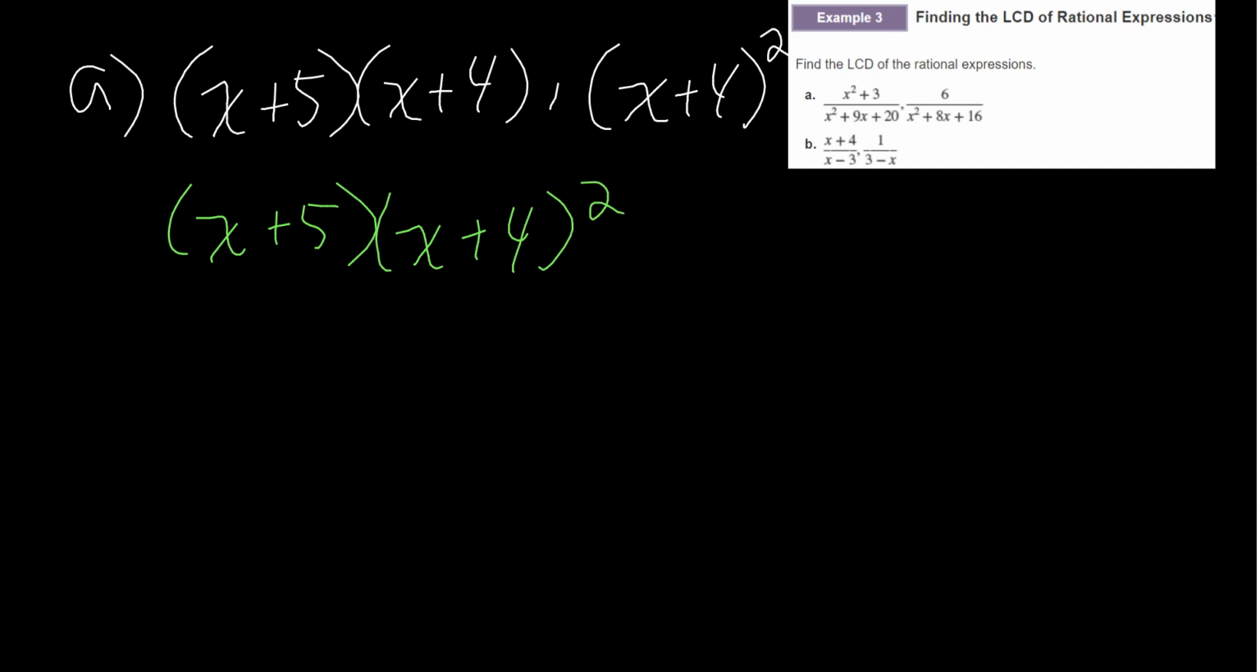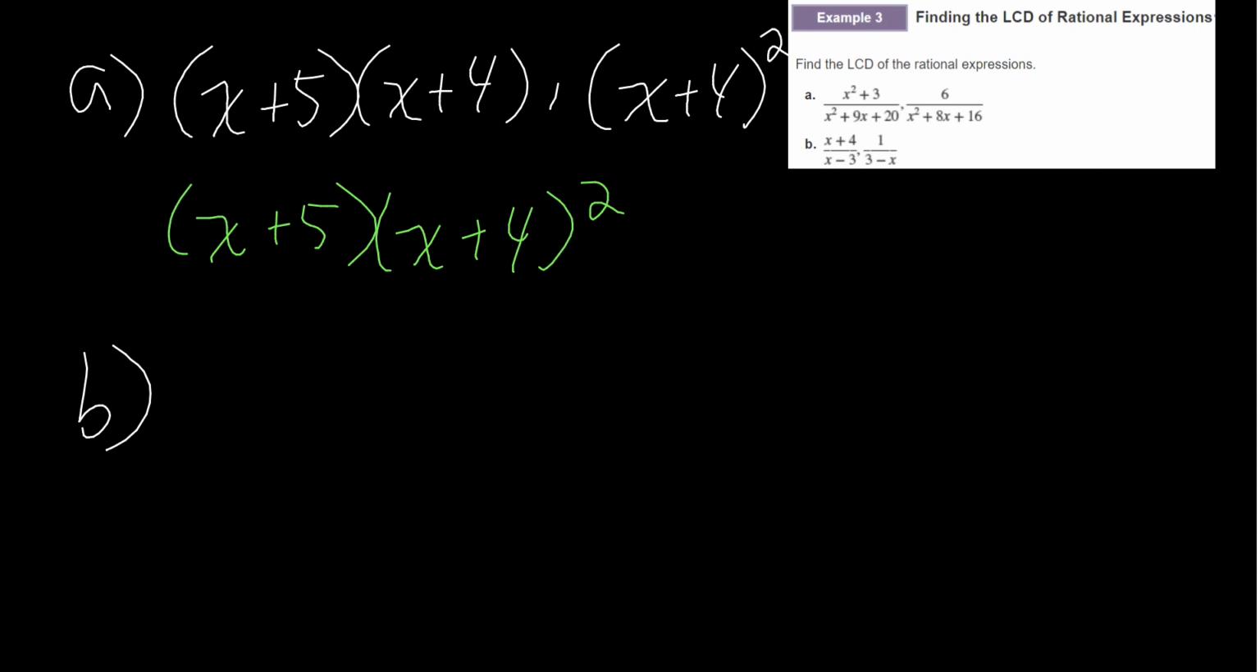Okay, and that's A. And B, well, B could be either. I have an x minus 3 and then a 3 minus x, right? And in both of those cases, it could be either x minus 3 or 3 minus x because they're the same. They are only separated by a factor of negative 1.